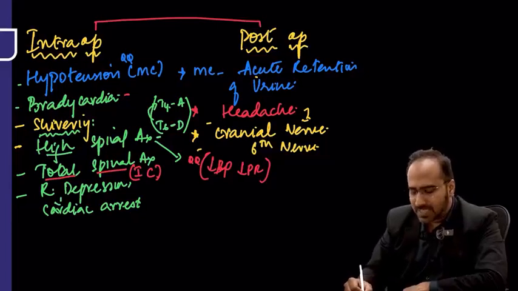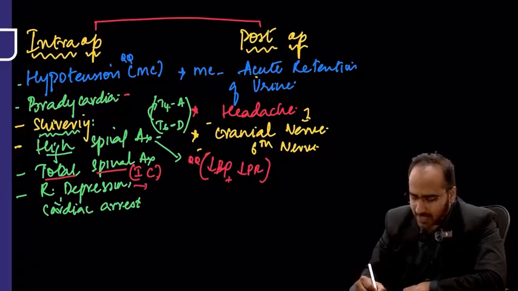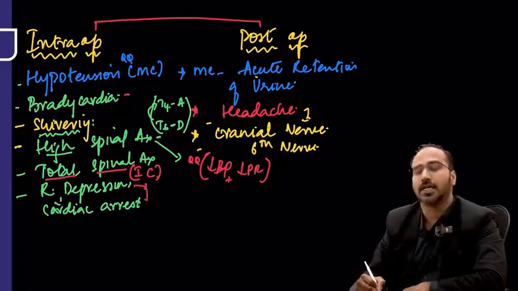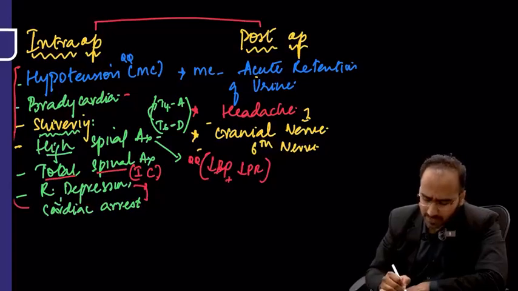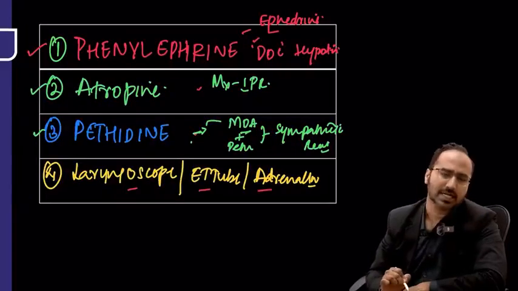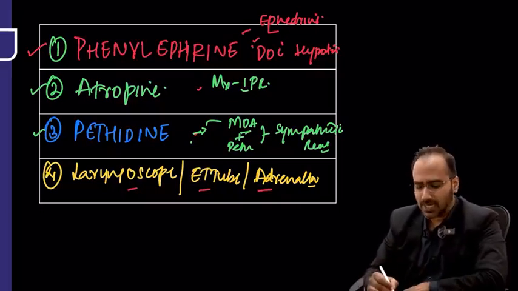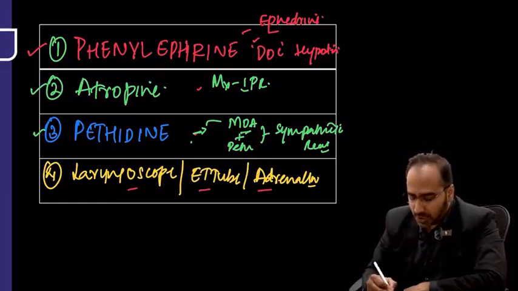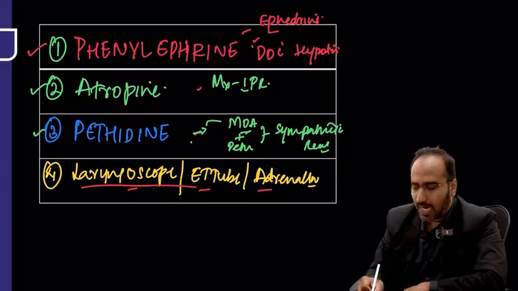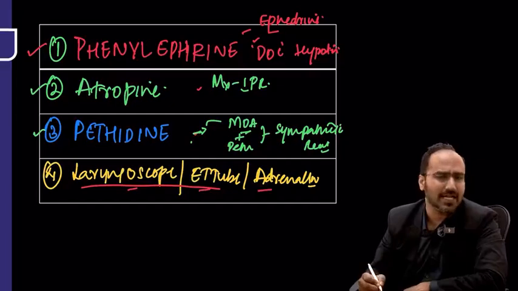In total spinal, you will see the features of high spinal as well. You will see respiratory depression, and if not managed, cardiac arrest can also occur. So how will you manage total spinal? Again, sir, for managing all intraoperative complications, we have this drug tray ready. As the patient in total spinal is having hypo and brady, you give this. As the patient is having respiratory depression, you take your laryngoscope and put in an endotracheal tube so that the patient does not have any difficulty in breathing.